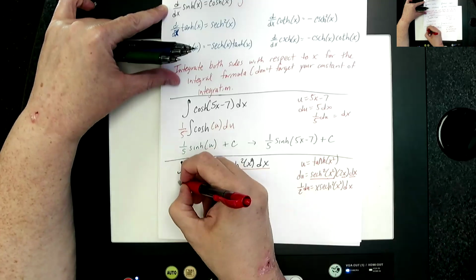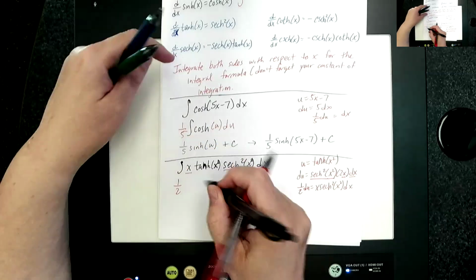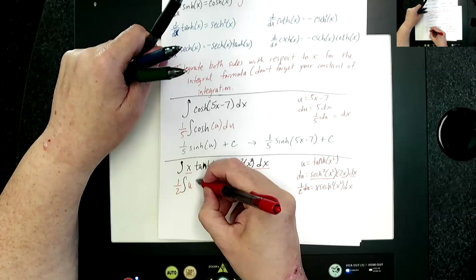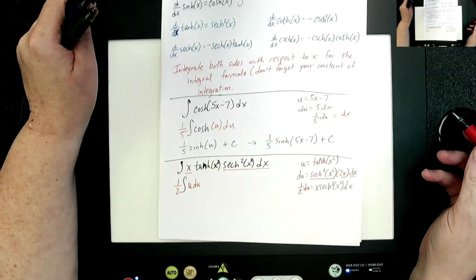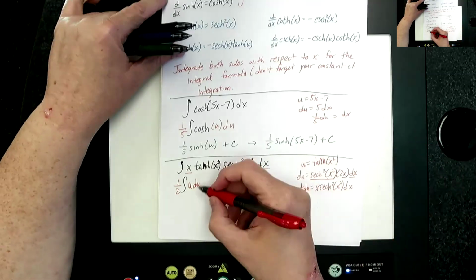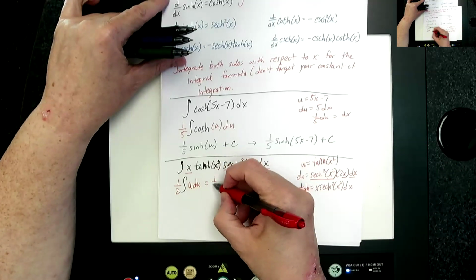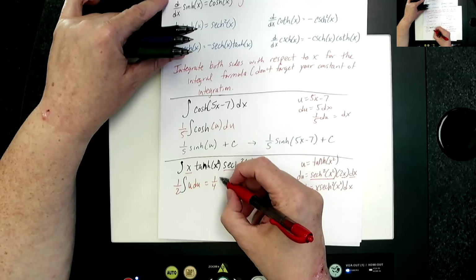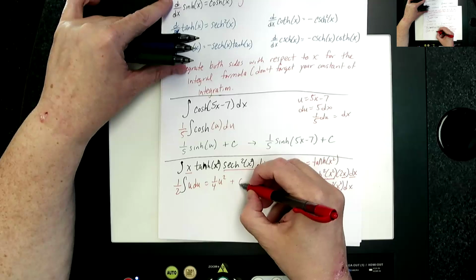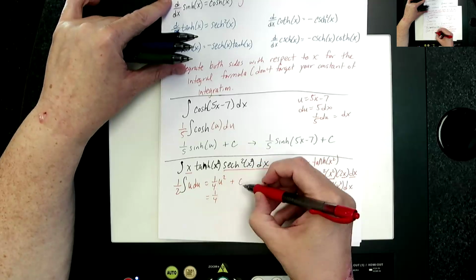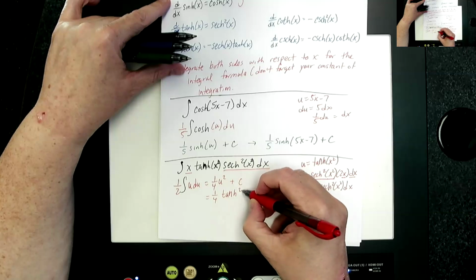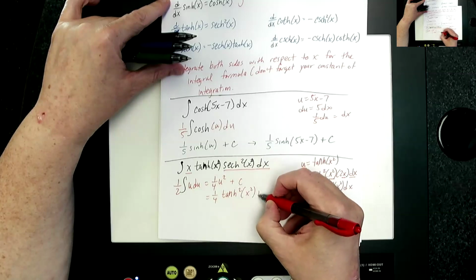And I have 1/2 the integral. This gets replaced with u du. Am I missing anything? Doesn't look like it. Up a power, divide by the power. 1/4 u squared plus c, or 1/4 tanh squared x squared plus c.